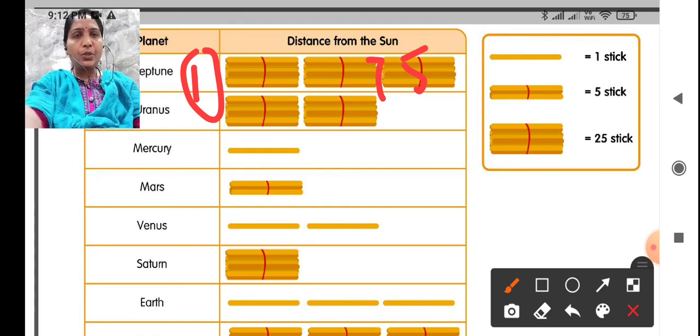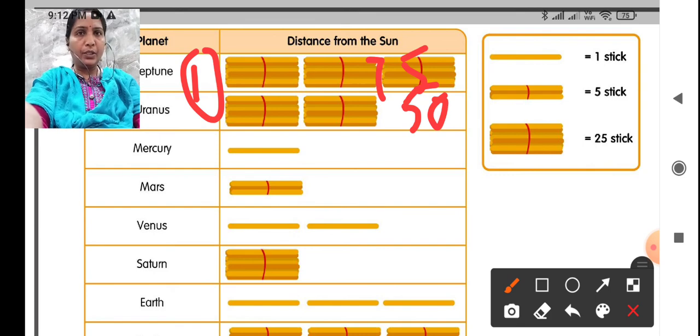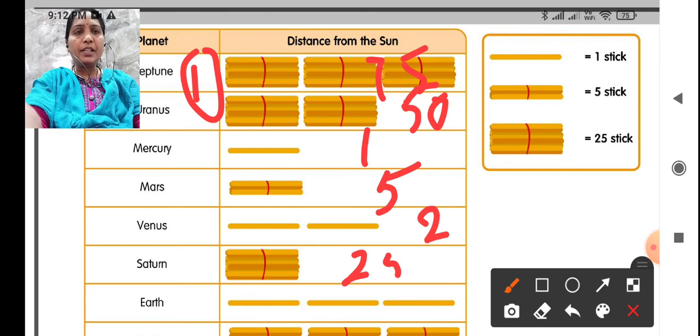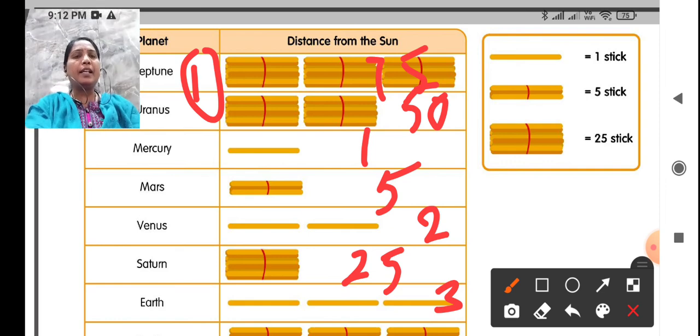The next planet you see has 2 very thick bunches. The first bunch is 25 and the next bunch also has 25, so the total number of sticks is 50. First we will identify the number of sticks in front of each planet. Mercury has only 1 stick, Mars has 5 sticks, and Venus has 2 sticks. Saturn has 25 sticks, and Earth has 3 sticks, and the last planet is like this.